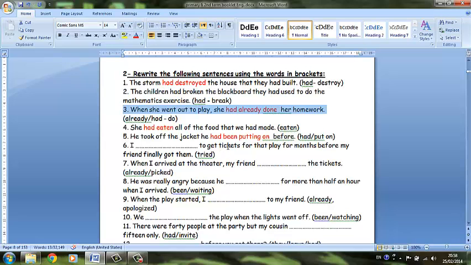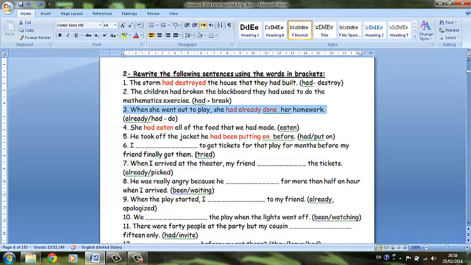I blank to get tickets for that play 4 months before my friend finally got them. So I'm going to say what? I blank to get tickets for that play 4 months before my friend finally got them. Here I can say had been trying.